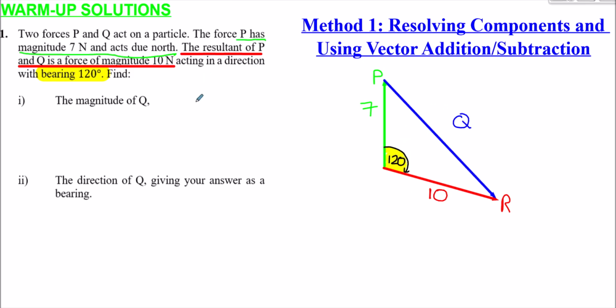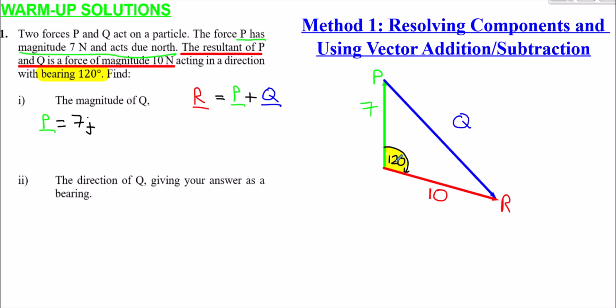So R for resultant is what you get if we add together vector P to vector Q. This is going back to year 12 ideas. So what we could do here is express P and R in unit vector form. And so P, because it's just going straight up, we can say that P is simply 7j, where j is the component going in the positive y direction.